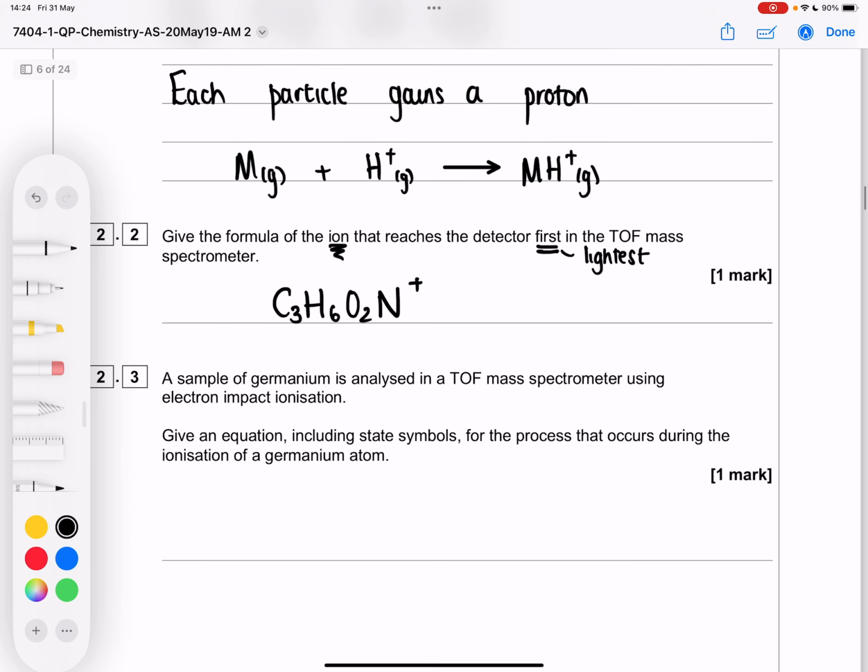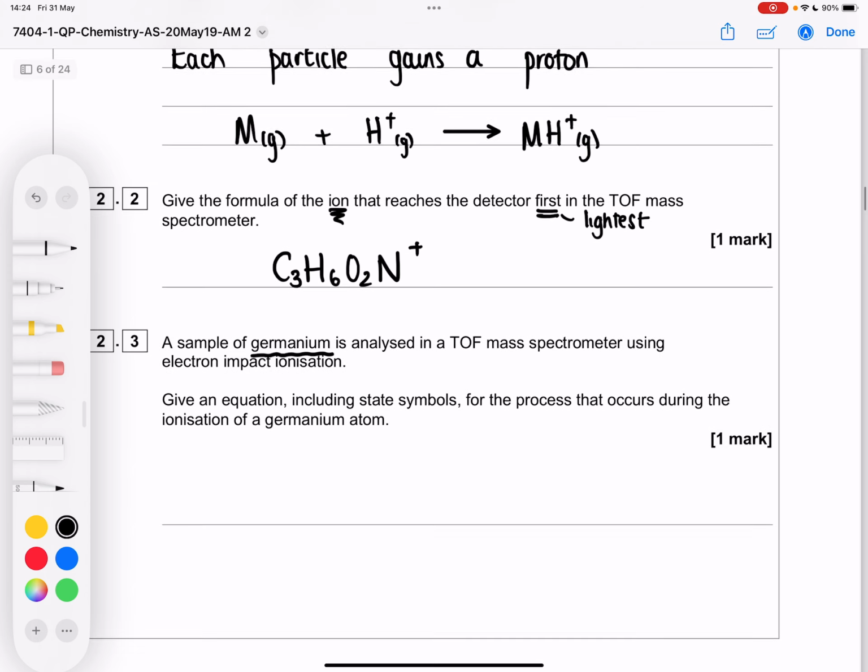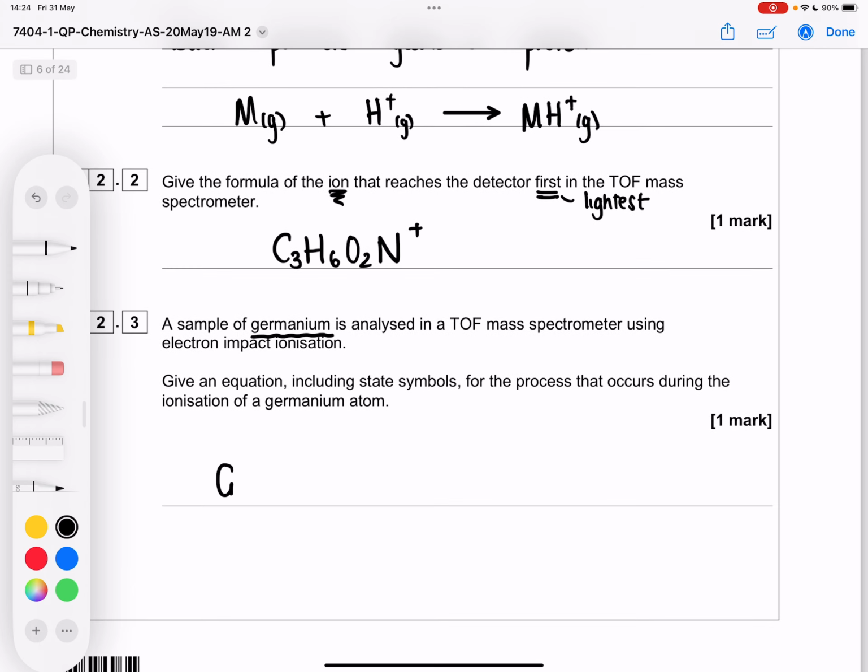A sample of germanium, so we look on the periodic table and find out that that is Ge, is analysed using electron impact ionisation. This is where high energy electrons knock off an electron. So give an equation including state symbols for the process that occurs when it's ionised. So we're going to knock off an electron to give us a charged species.